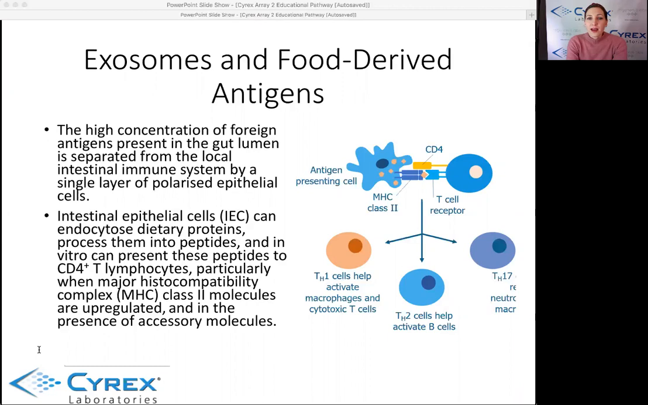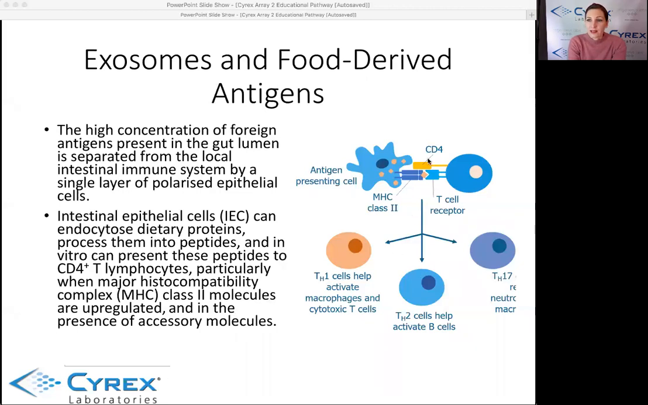Okay, so exosomes and food-derived antigens. The high concentration of foreign antigens that are present in the gut lumen are separated, of course, from the intestinal immune system via the gut wall. And intestinal epithelial cells can endocytose dietary proteins and process them into peptides. And in vitro, they can actually present these peptides to CD4 positive T lymphocytes.